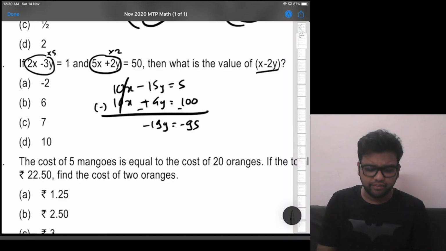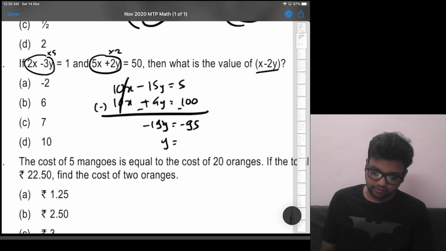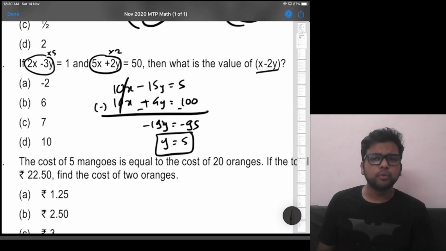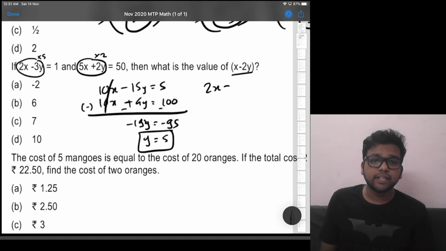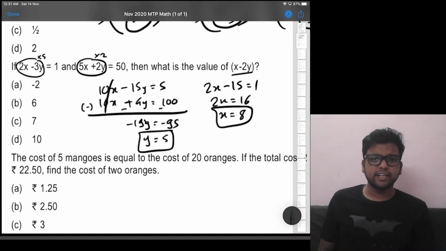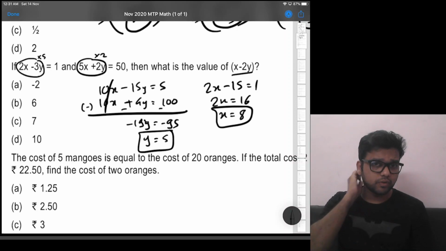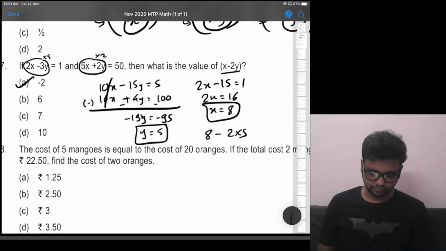So y is equal to 95 by 19, which is 5, right? So y is equal to 5. Let's put it in any of the equations. First equation was 2x minus 3y, that is 3 into 5, 15 is equal to 1. So 2x is 16, x is 8. Now this is easy. x minus 2y is what? 8 minus 10 is minus 2. Option A is the correct answer.